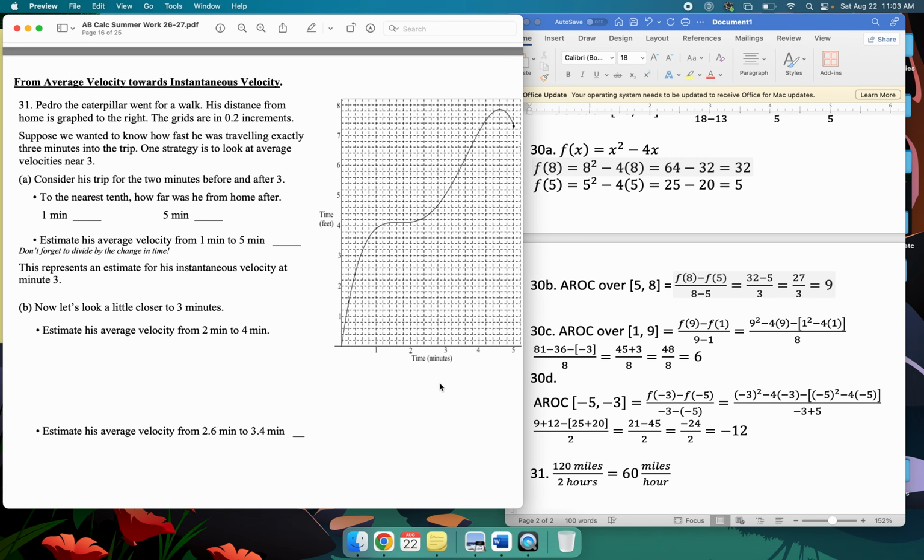So Pedro the caterpillar went for a walk. His distance from home is graphed to the right. The grids are in 0.2 increments. Cool. Suppose we wanted to know how fast he was traveling exactly 3 minutes into the trip.